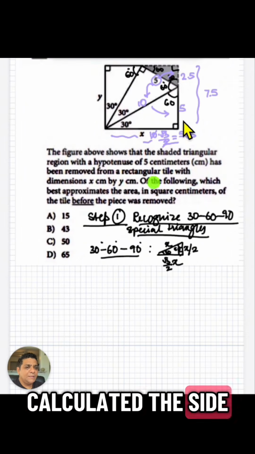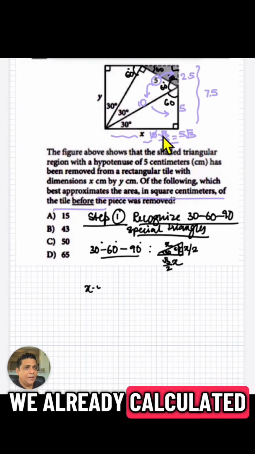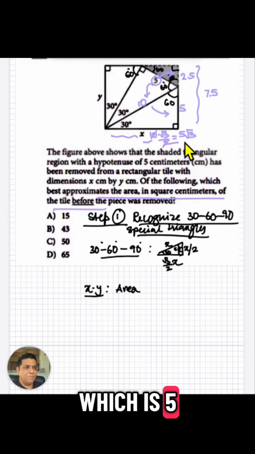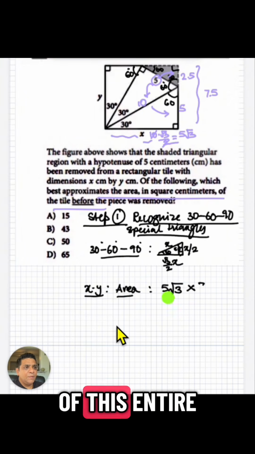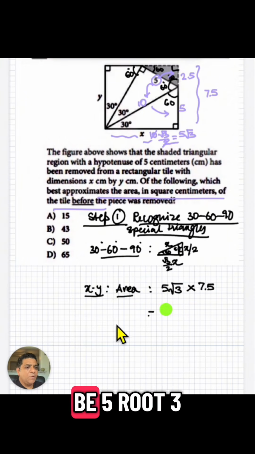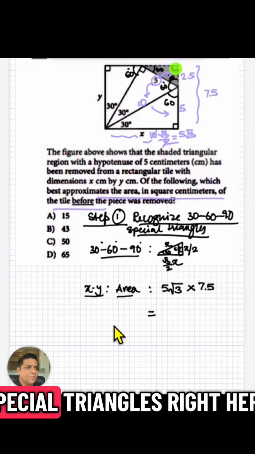So we already calculated the side y now. Okay, so the y is 2.5 plus 5, 7.5, and then we already calculated the x, which we said was 10 times root 3 by 2, which is 5 root 3. So we are trying to get at the area. The area of this entire rectangle is going to be 5 root 3 that we calculated right here times 7.5, which we calculated using special triangles right here.